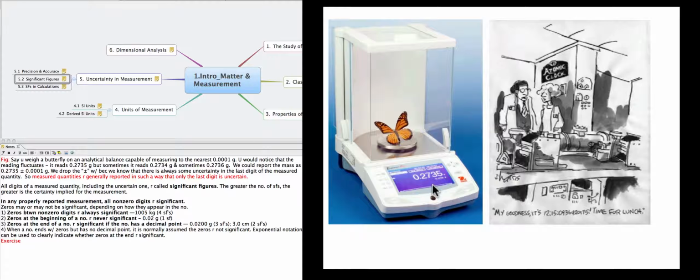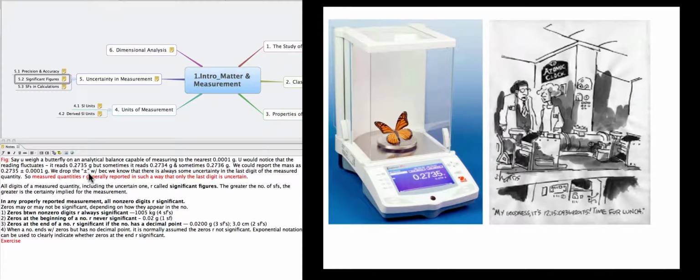Now let's say that you weigh a butterfly on an analytical balance capable of measuring to the nearest 0.0001 gram. You would notice that the reading fluctuates. It reads 0.2735 gram, but sometimes it can read 0.2734, and sometimes 0.2736 gram. So we usually report the mass as 0.2735 plus minus 0.0001 gram.